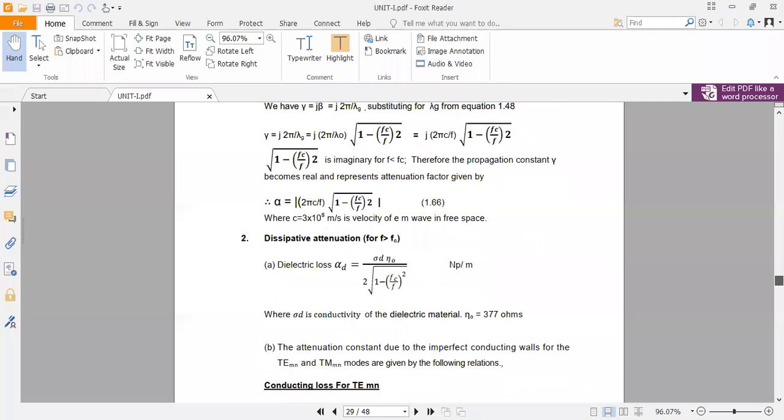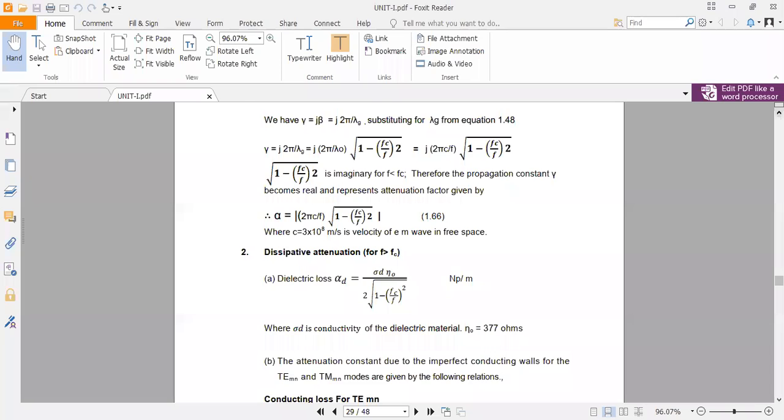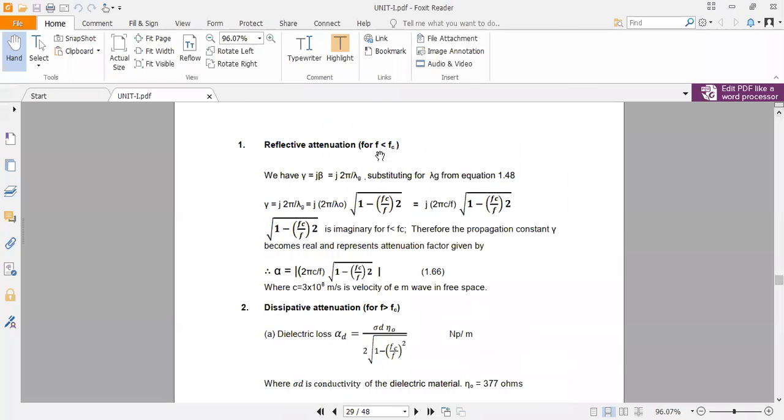Yes, ma'am. Whatever expressions I wrote, everything is available in this. But there is a small variation in the reflective attenuation. It is lambda naught equal to C by F. Here the expression you have to change: it is F by C, not C by F. Whatever the derivation I told, it is F by C. Okay, the remaining two expressions are as they are.